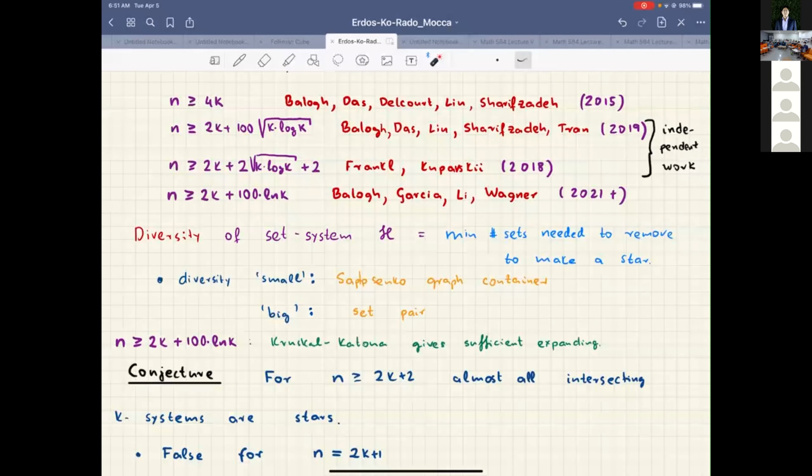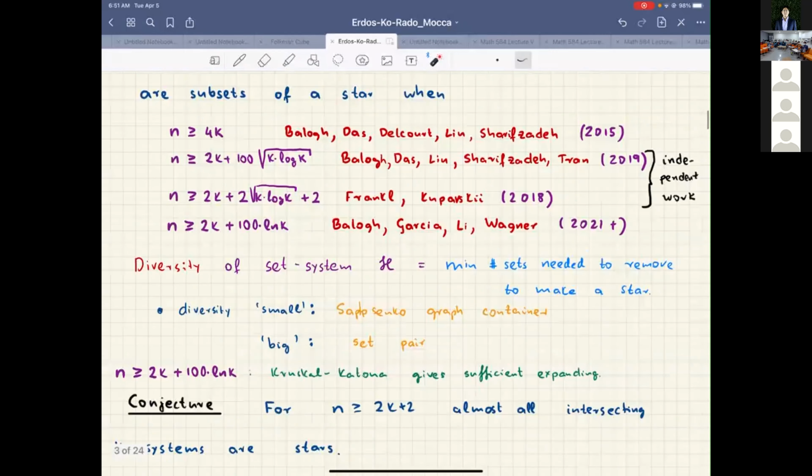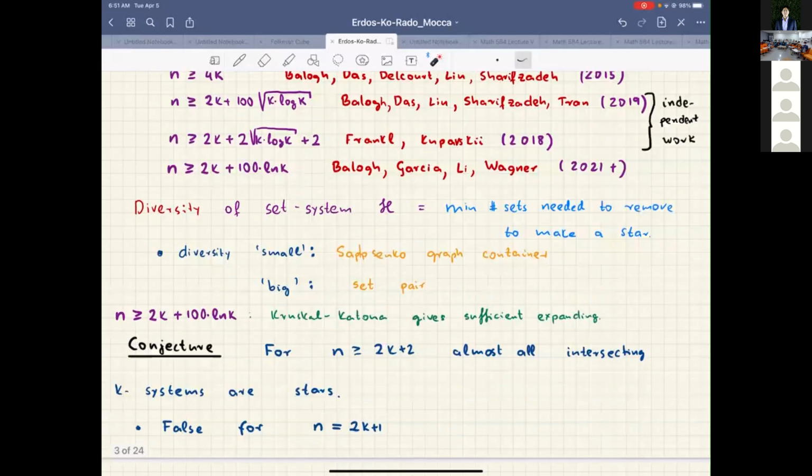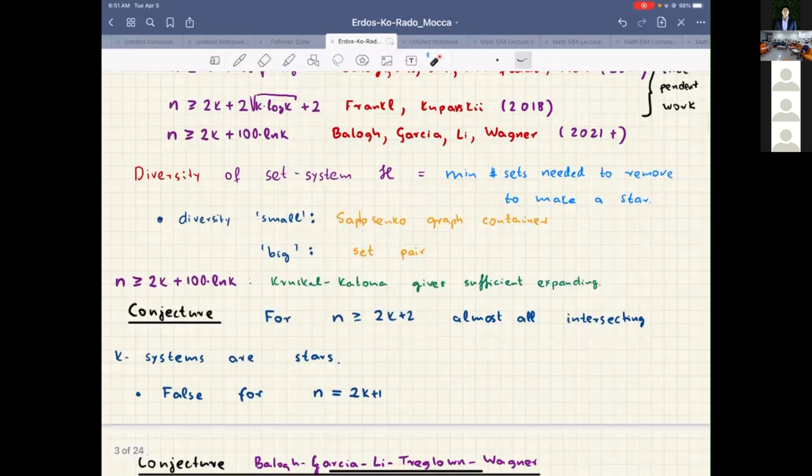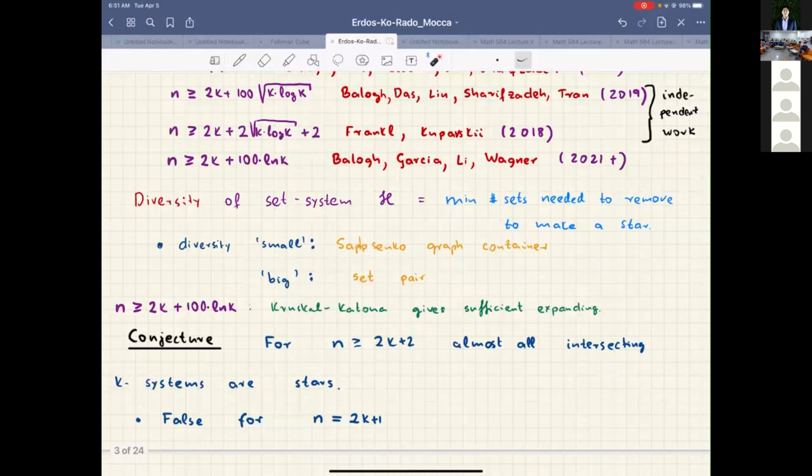And maybe I should talk a little bit about that proof, not much. In this type of results recently, the so-called hypergraph container method is used. There are many papers which are using this, and in this type of proof, an important parameter is that when we have an intersecting set system, we would like to see how far it is from the star, and some people call it the diversity of the set system. It is the minimum number of sets needed to be removed from a set system to make a star.